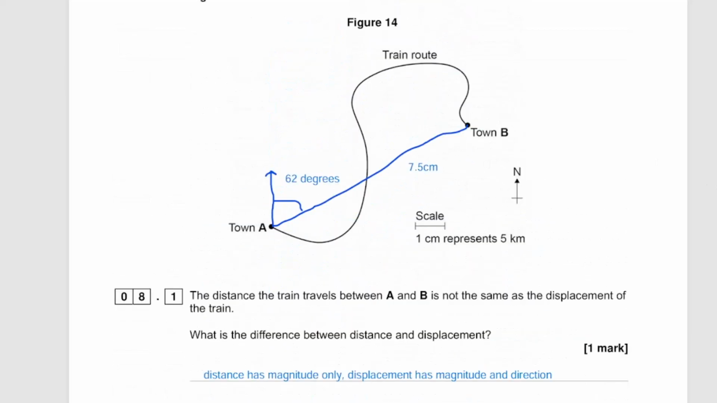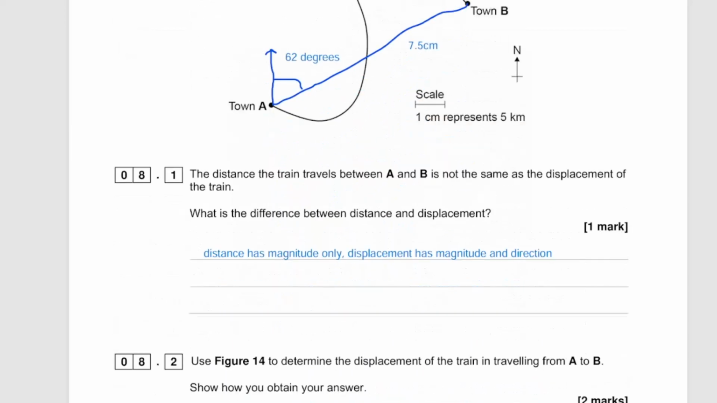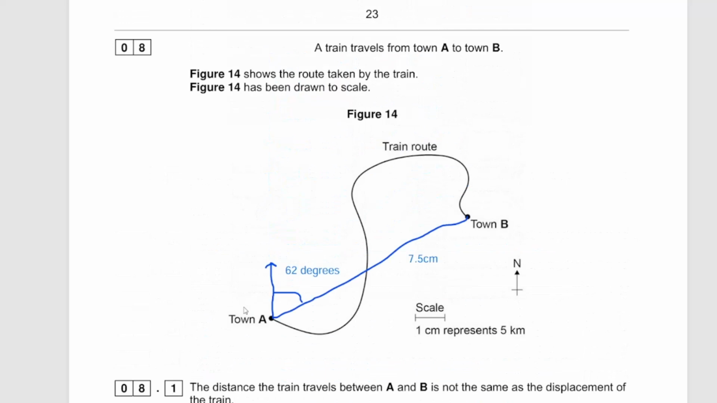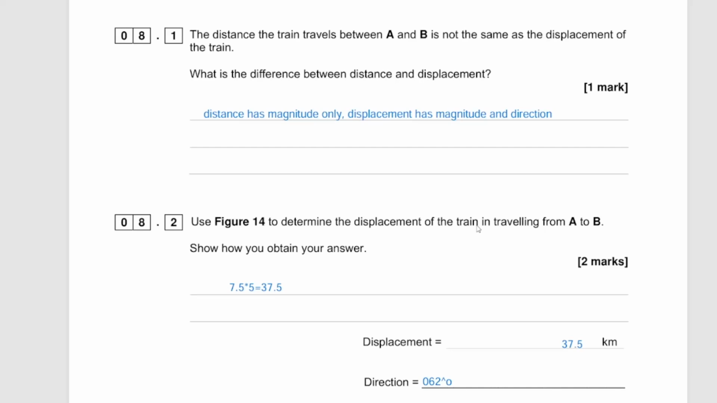For 8.1, the distance the train travels between A and B is not the same as the displacement of the train. What is the difference between distance and displacement? Distance has magnitude only, while displacement has magnitude and direction. As you can see, the distance the train travels is along the route. However, the displacement is from the beginning point to the end point, so the displacement is actually less than the distance. And then we're asked to measure the displacement, including an angle.